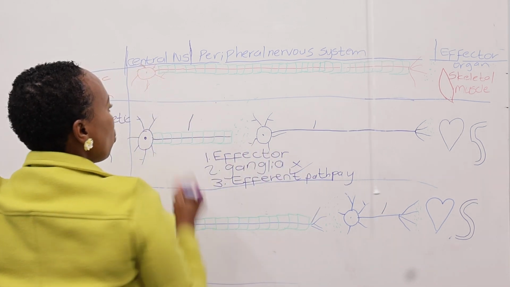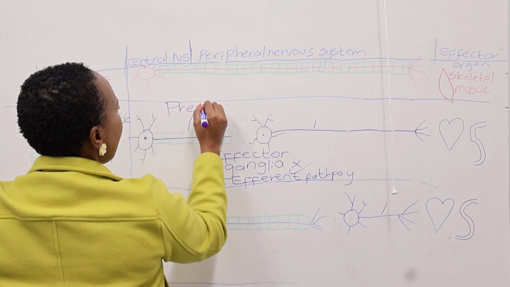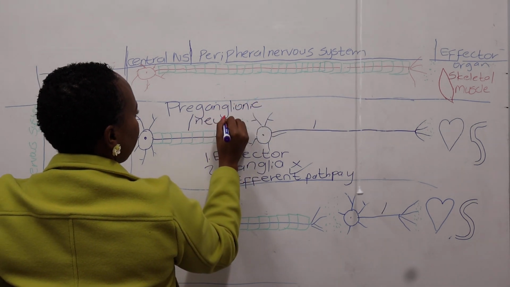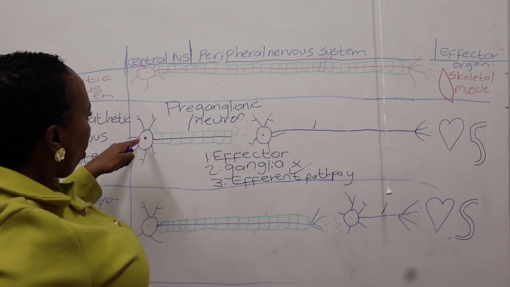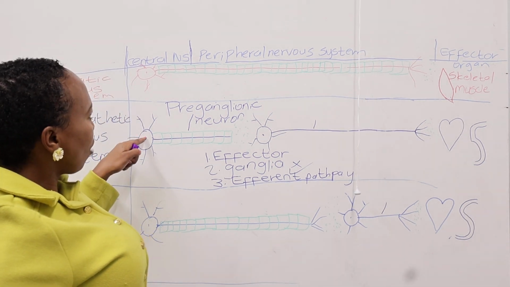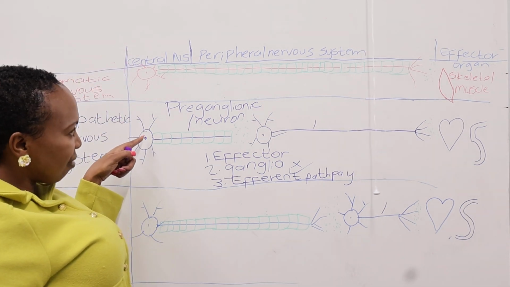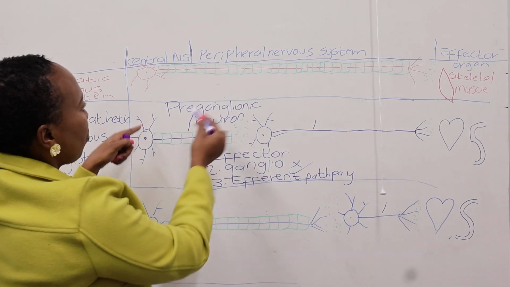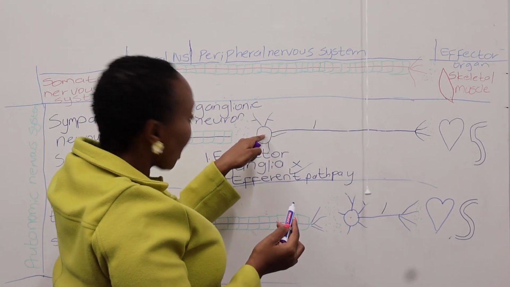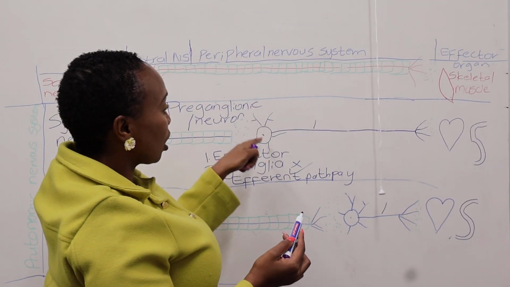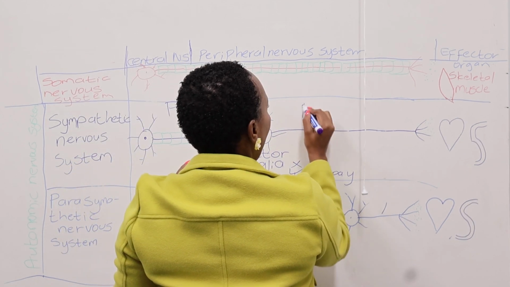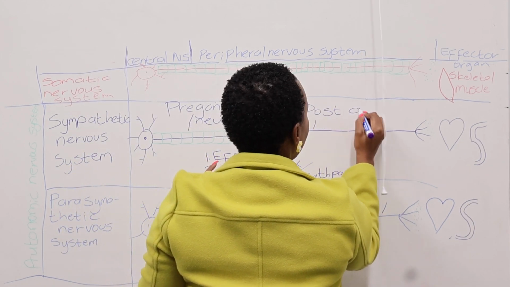So this first neuron is called the preganglionic neuron. Why this name? Because this is not a ganglia. We agreed initially it's not a ganglia because the cell body is within the central nervous system. So it's called preganglia because it's just before the ganglia. This is a ganglia because the cell body is in the peripheral nervous system, not in the central nervous system. Just after the ganglia, we have the postganglionic neuron.